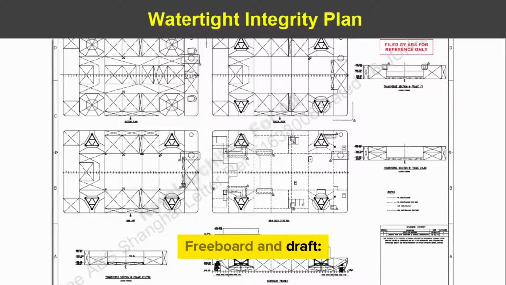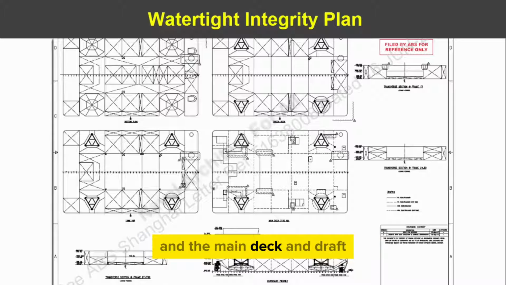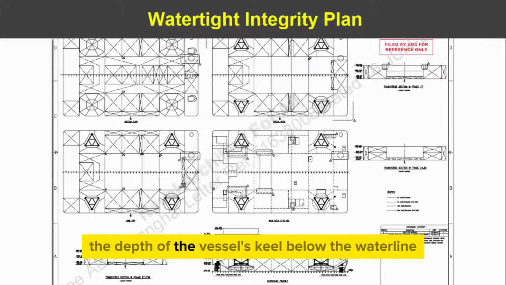Freeboard and draft. The drawing may provide information on the vessel's freeboard, the distance between the waterline and the main deck, and draft, the depth of the vessel's keel below the waterline.